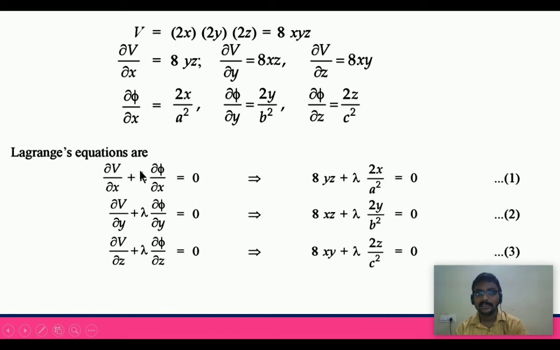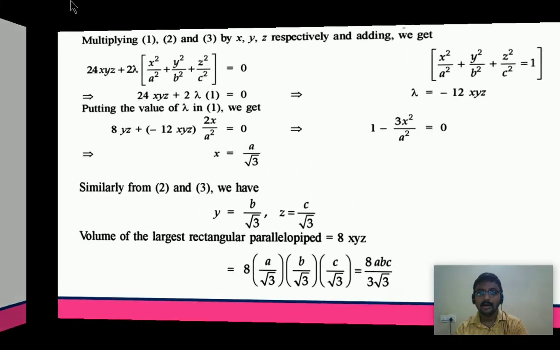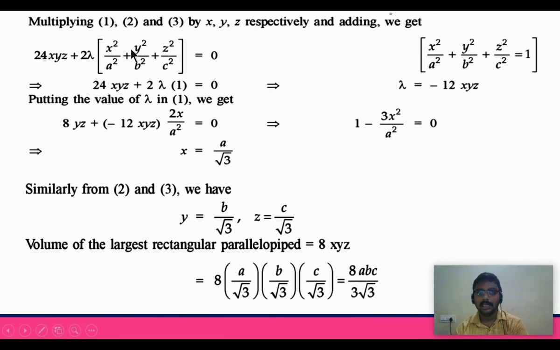Now using these equations, we have to eliminate the lambda. For this, we multiply equations 1, 2, 3 with x, y, z respectively and add. So we will have the equation like this. Thus we will have the value of lambda as negative 12 xyz. Here we are using the constraint equation, that is x square by a square plus y square by b square plus z square by c square is 1.